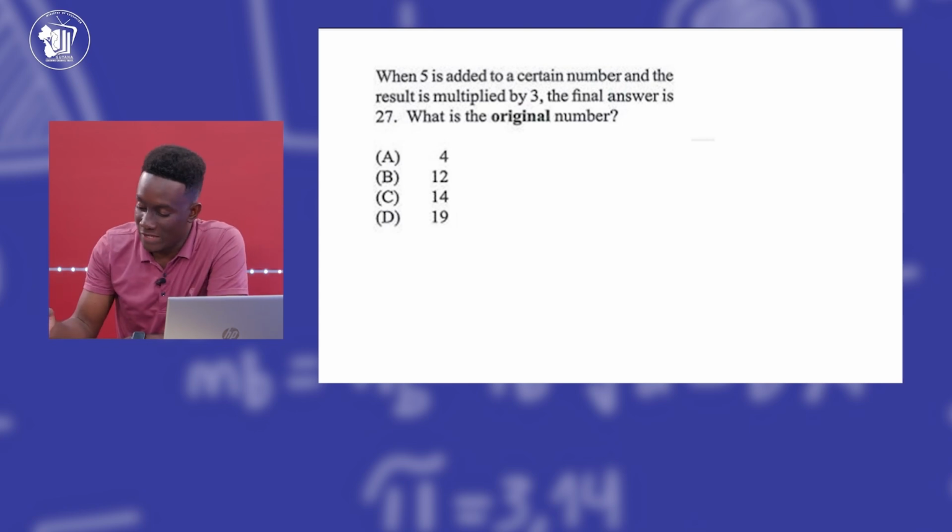So it says when 5 is added to a certain number. So what is that certain number? We don't know what that certain number is. So in cases like these, when we don't know the value of a number, we put a variable to represent it, or a letter. So we can say x.